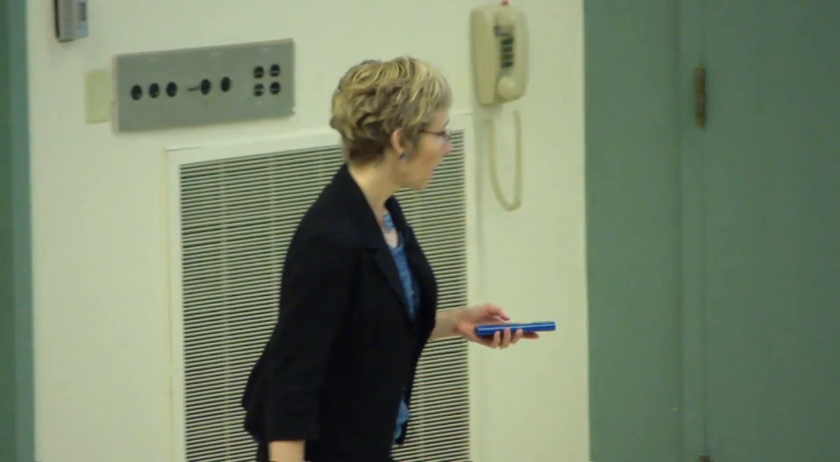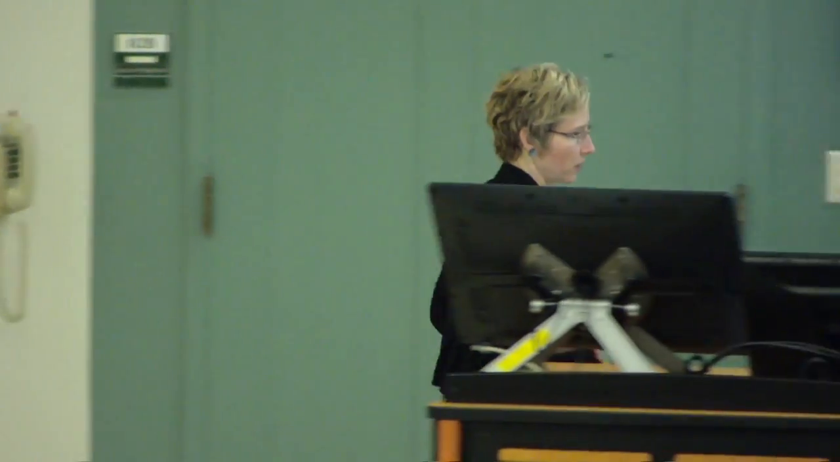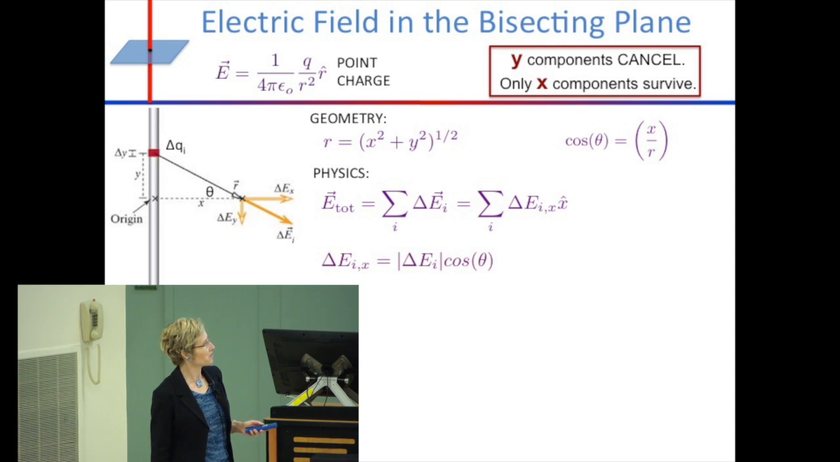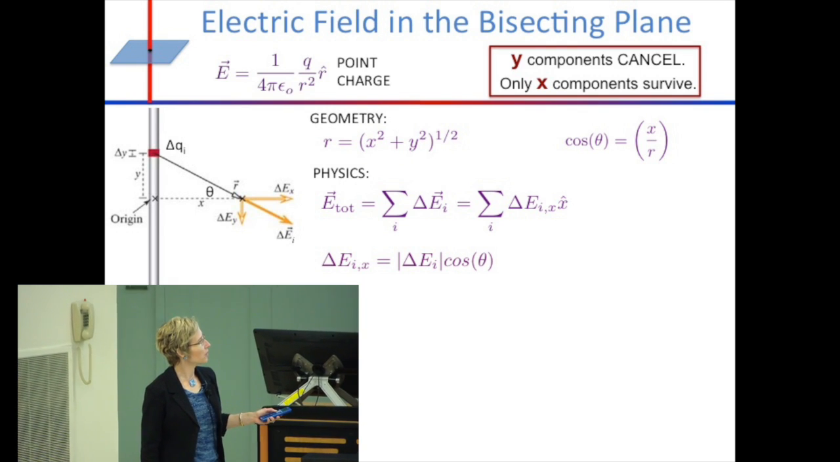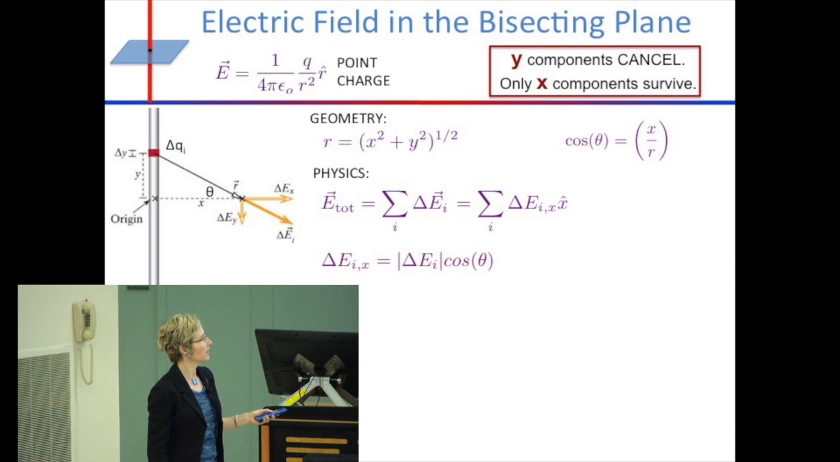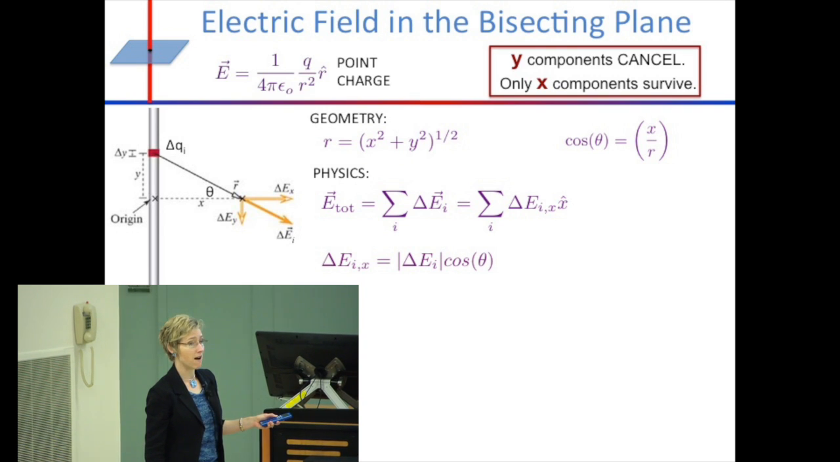Now I'm going to write down the physics. Translate some of the physics into math. I need the total electric field at this spot. So the total electric field at this spot is going to be the summation of the little pieces of electric field contributed by all the charges. So I write that down as E total is the sum from all the pieces i of delta E_i, where delta E_i just means the piece of the electric field contributed by that charge delta q_i. Do you have any questions about that setup?